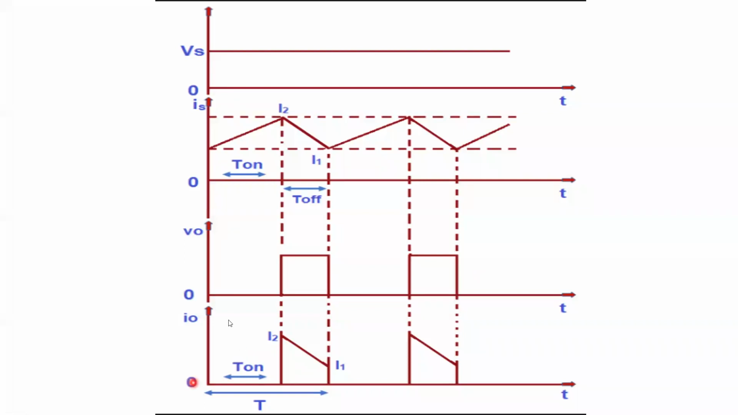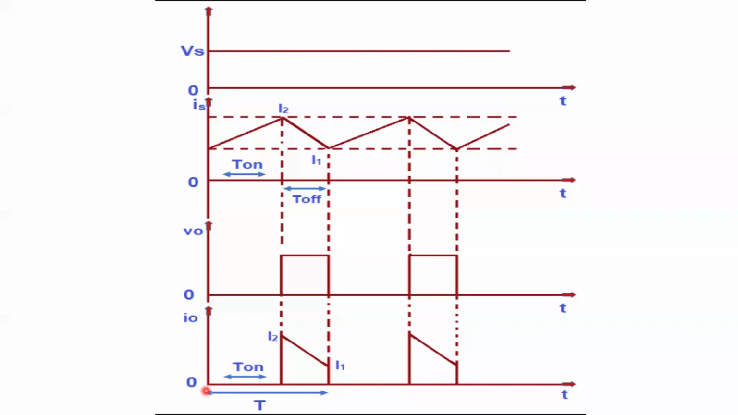Then coming to the output current waveform, during turn on time there is no current. During turn off, the output current value is going to decrease. Why? Because the inductance is going to deliver its energy, so the current value is going to decrease.